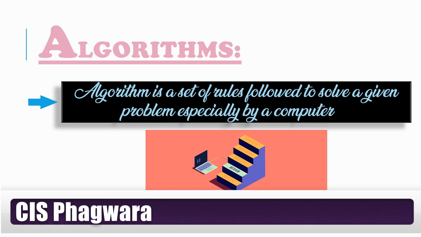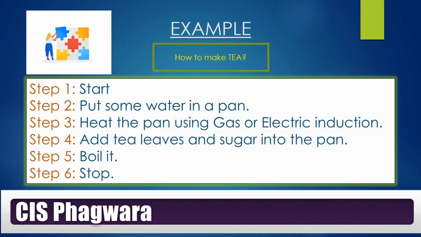Now the final step or the component here is algorithms. Algorithm is a set of rules followed to solve a given problem, especially by computer. Now in algorithms, we give instructions to the computer on how to do a particular task. Let me explain this by giving an example. Now the problem here at hand is how to make a tea.